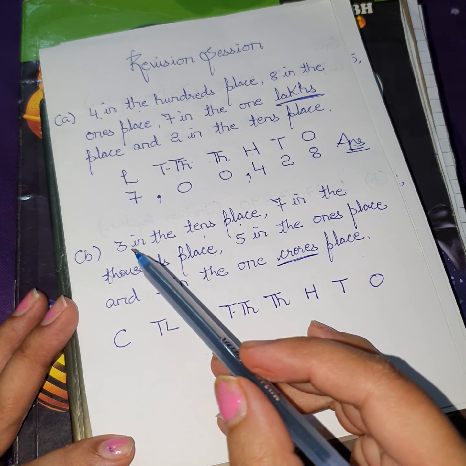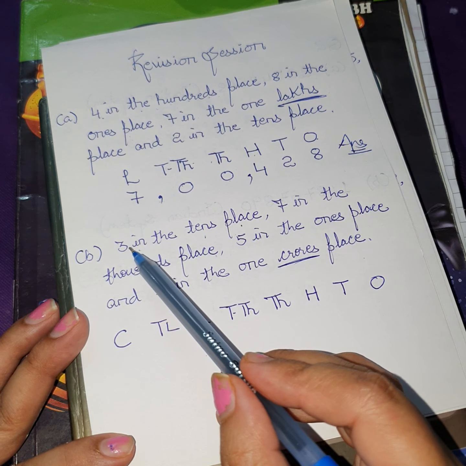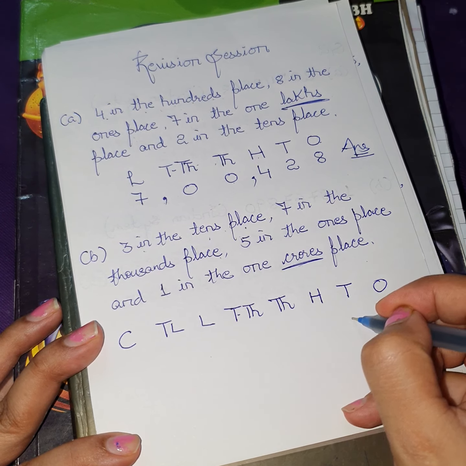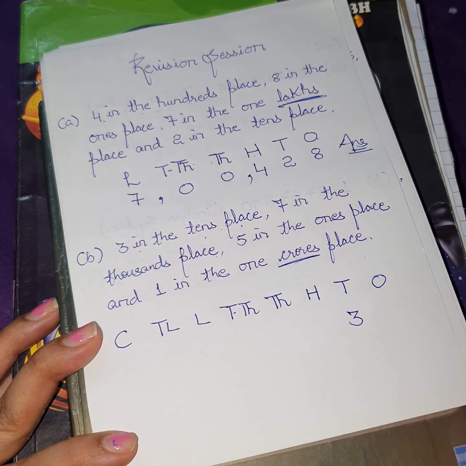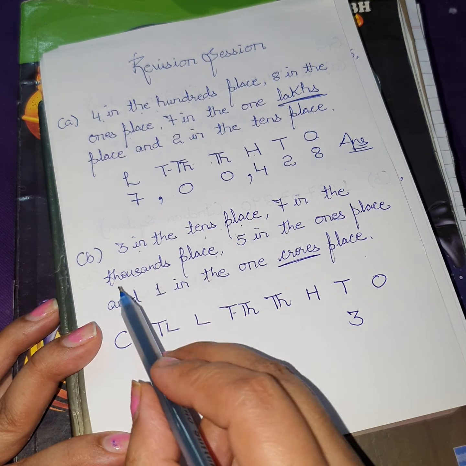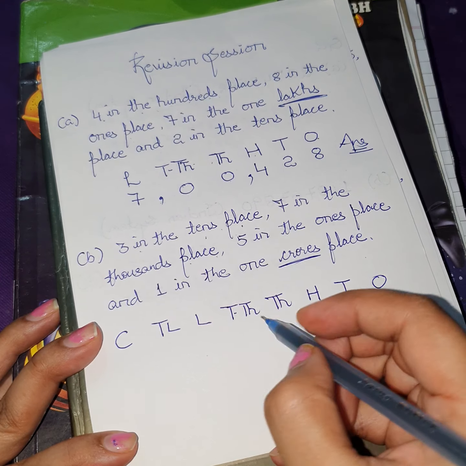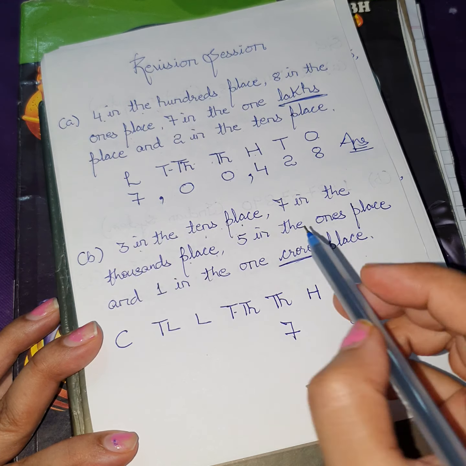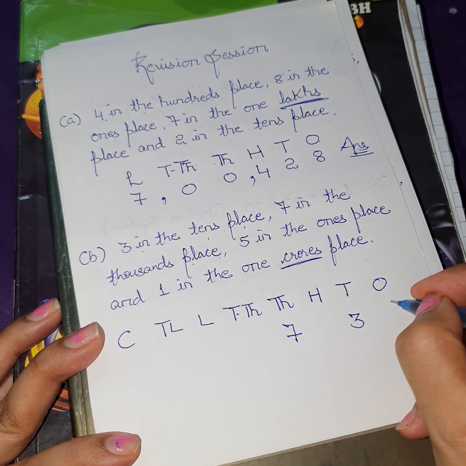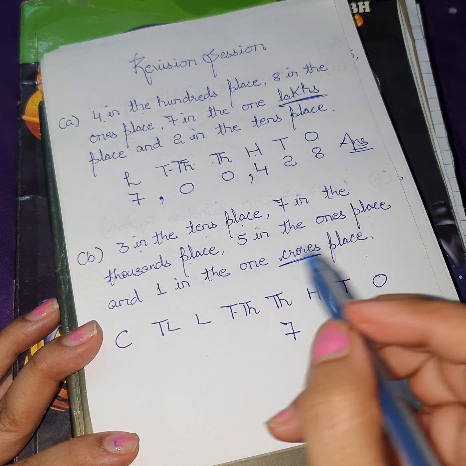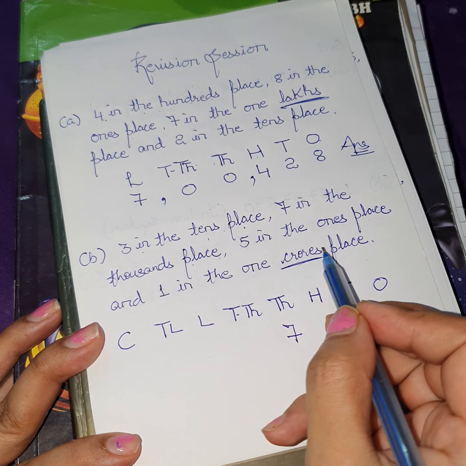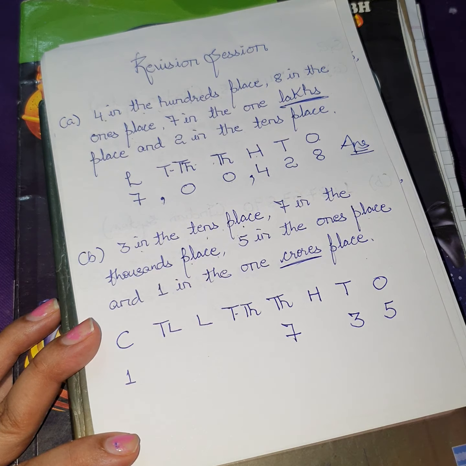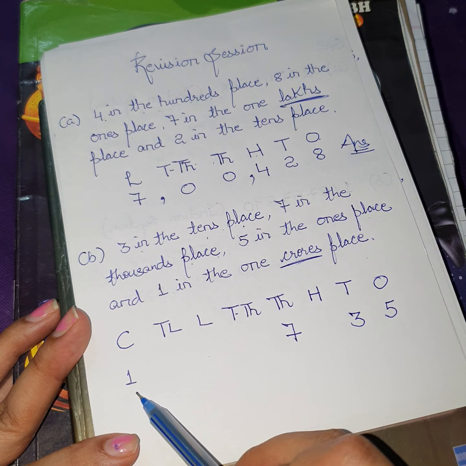Now one by one I will mention the numbers here. It is written 3 in the tens place. So in the tens place we have to put 3. So here I have written 3. 7 in the thousands place. It's thousands place, not 10,000. So in thousand place we will be writing digit 7. Then 5 in the ones place. In ones place we have to write digit 5. And 1 in the 1 crores place. In 1 crores place we have to write digit 1. So I have mentioned 1 in the crores place.